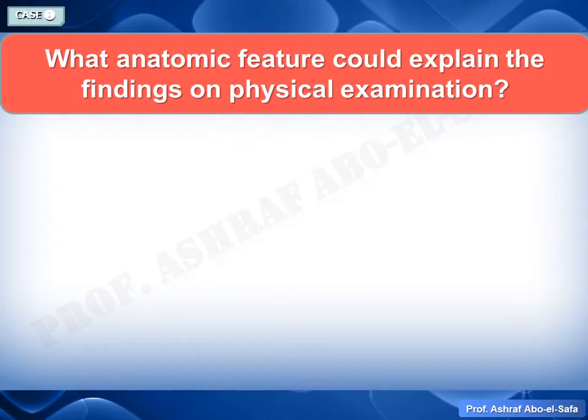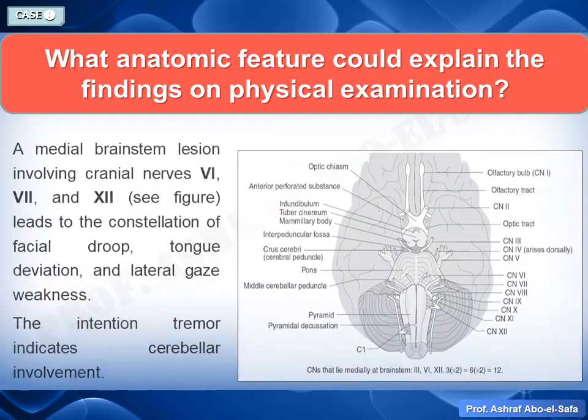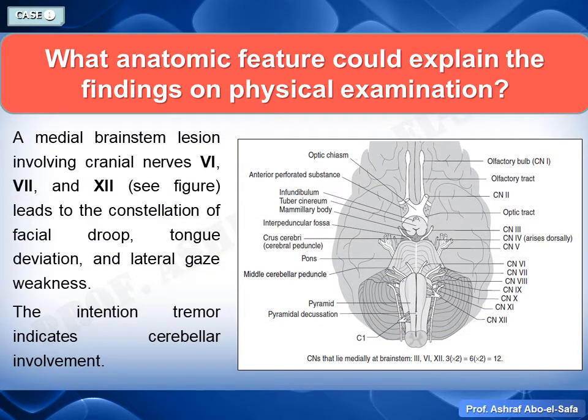What anatomic features could explain the findings on clinical examination? A medial brainstem lesion involving cranial nerves number 6, 7, and 12 leads to the constellation of facial droop, tongue deviation, and lateral gaze weakness. The intention tremors present in this case indicate cerebellar involvement, as we see in this diagram or figure. The cranial nerves that lie medially at the brainstem are the 3rd, the 6th, the 12th cranial nerve.